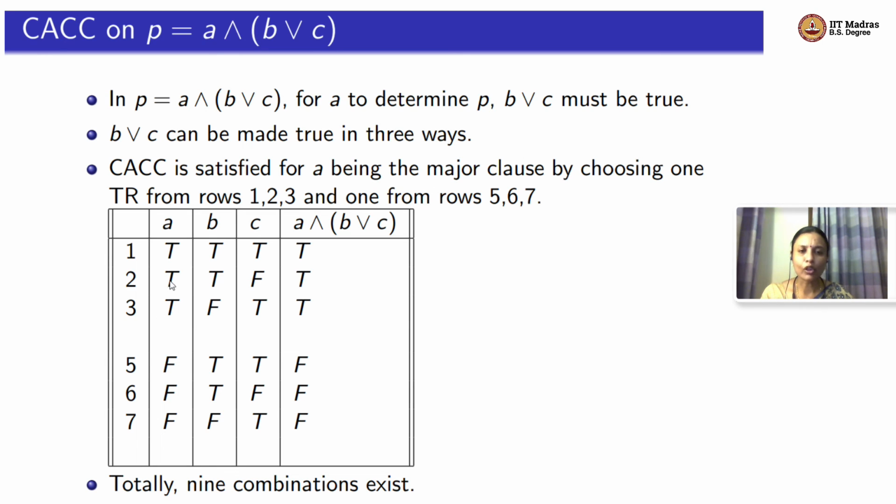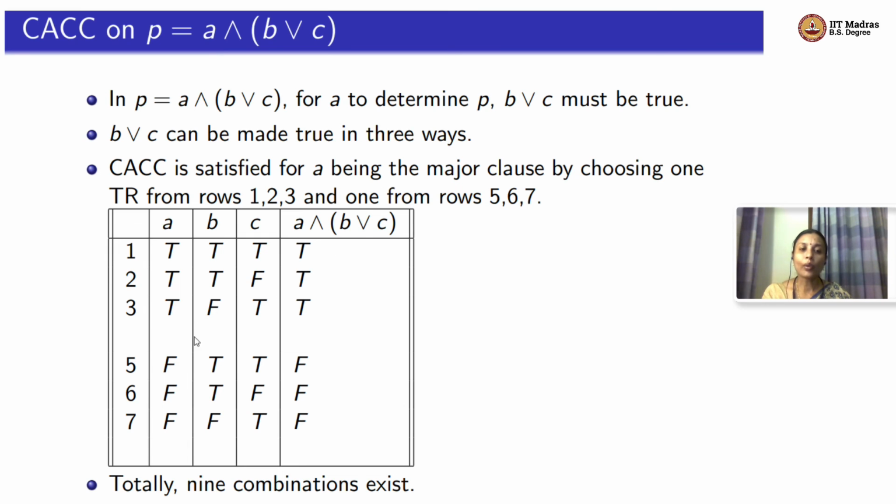In all the three cases, if you see rows 1, 2, and 3, B or C becomes true. B and C both are true in row 1. In row 2, B is true, C is false. In row 3, B is false, C is true. Right? In all the three cases, A is true. So this whole predicate will return true.